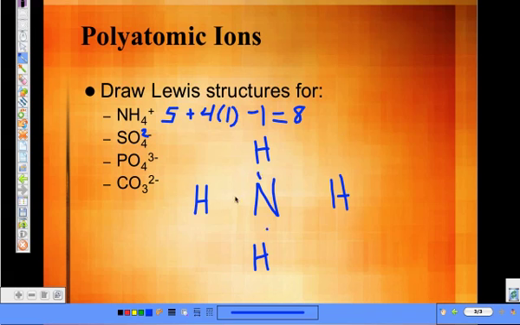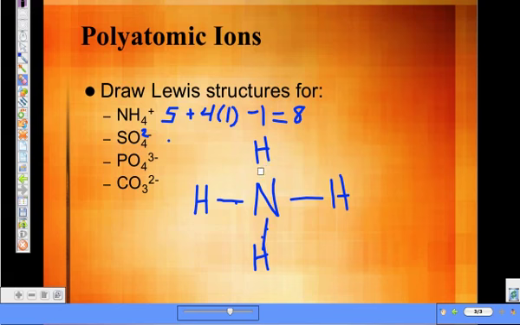So nitrogen has 5. 1, 2, 3, 4, 5. Hydrogens each have 1, 2, 3. Nitrogen has 5. Well, we haven't subtracted 1 yet. Okay, so we have all of our electrons drawn, but we need to subtract the 1. Where should we subtract the 1 from? The left on top from hydrogen. This one. It should be pretty obvious. There we go. So now we can draw in our bonds. There's our Lewis structure.